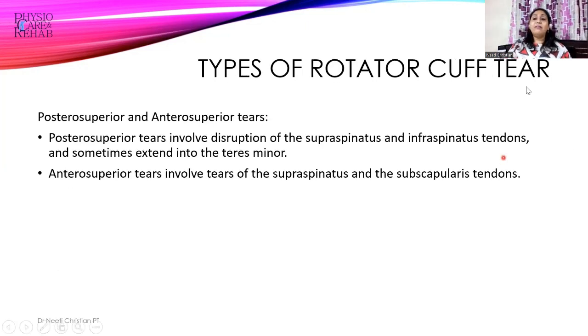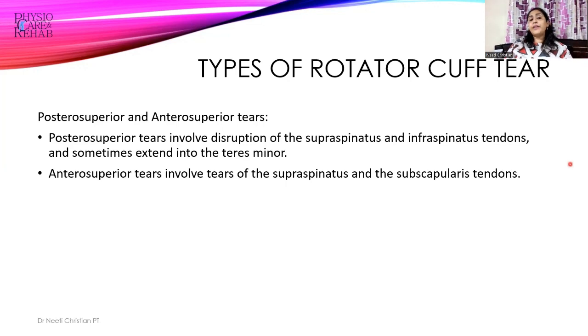Other than this, we have types of tear. The risk is also according to the type of tear. There are posterior-superior and anterior-superior tears. Posterior-superior tears involve disruption of the supraspinatus and infraspinatus tendons, and sometimes it also extends to the teres minor. If we talk about anterior-superior tear, it involves the supraspinatus and subscapularis tendons.